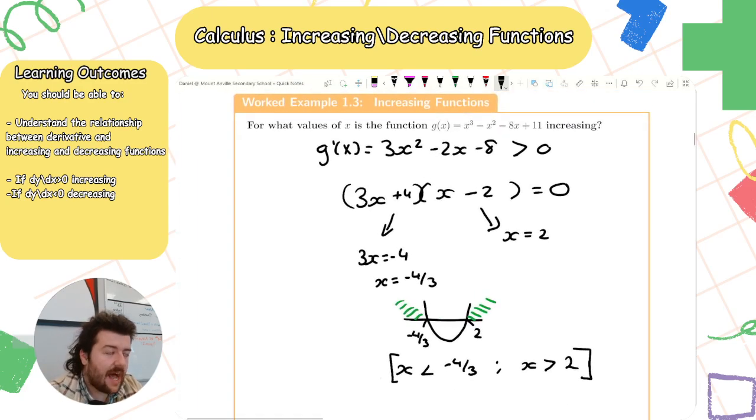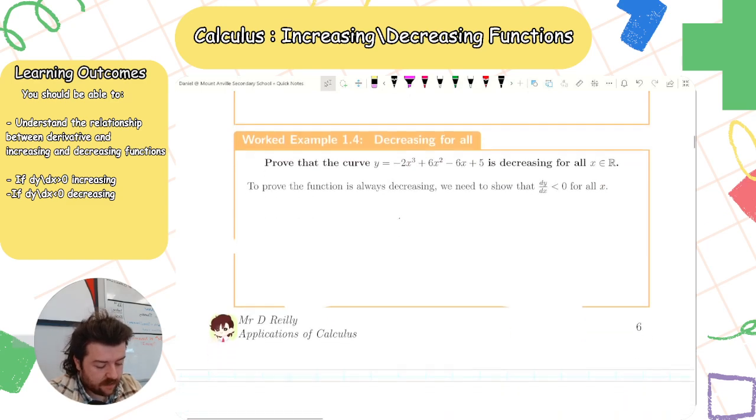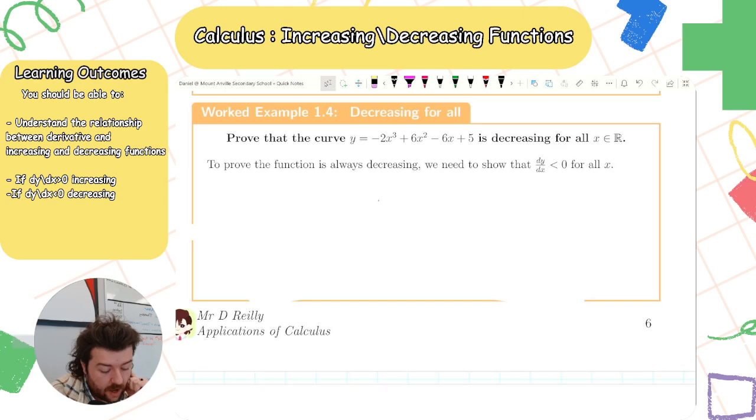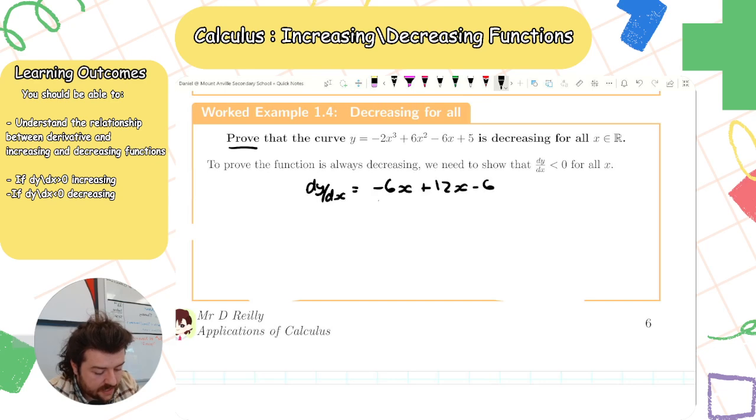Now, sometimes we're asked to prove if a function's always increasing or always decreasing. Prove that the curve y equals minus 2x cubed plus 6x squared minus 6x plus 5 is decreasing for all values. To prove that the function is always decreasing, we need to show that dy dx is always going to be less than 0. So let's find dy dx. That is going to be equal to minus 6x squared plus 12x minus 6, and I want to find less than 0.